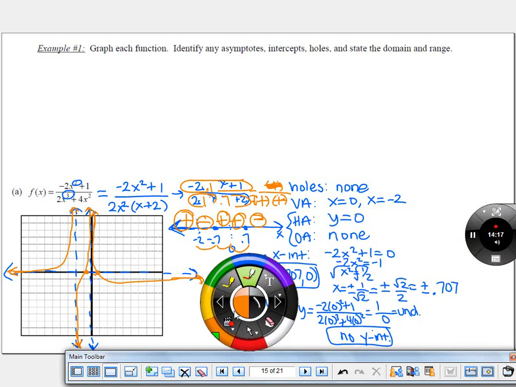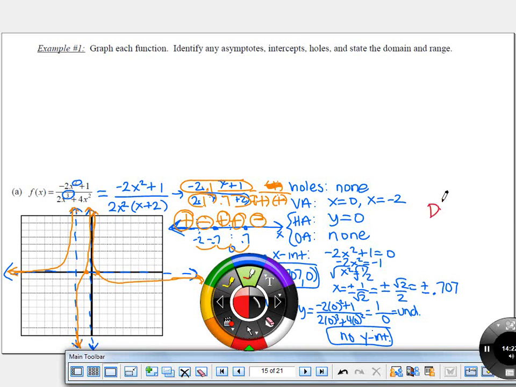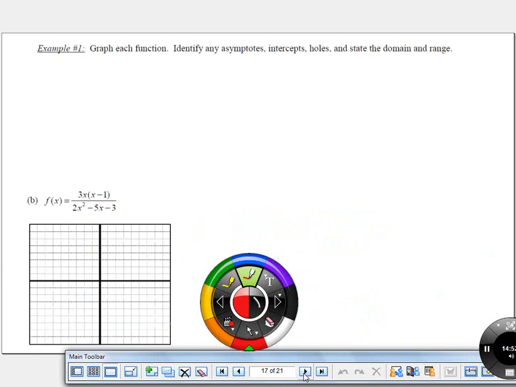And then if we listed the domain and the range, the domain for this function, you see the only x values you can't plug in are where your asymptotes are. So we would just say that x cannot equal 0 or negative 2. And the range for this function, just given this center section right here, the fact that the curve goes infinitely upward and downward, the range would be all real numbers. All right, so next example.